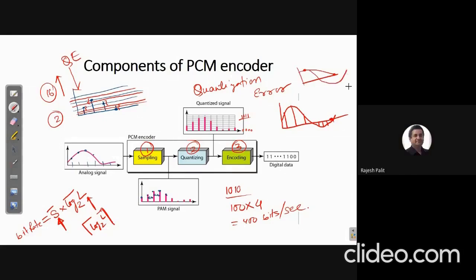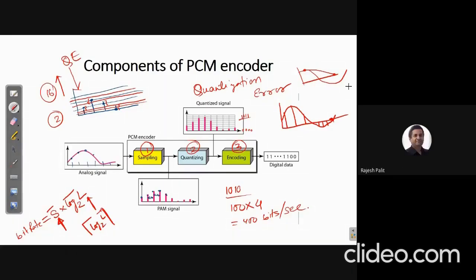But then what should be the maximum limit? From this example I showed you, we can conclude that the higher the rate, the higher the quality, right? The more samples I take, the higher the quality of this conversion will be, right? Yes, sir. But this is not the case.